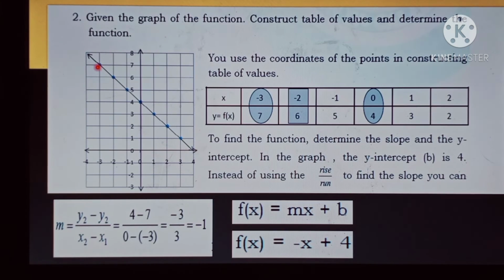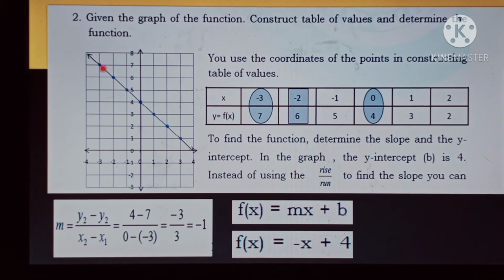So, you may start here. Kunyari, gusto mo dito mag-start. Negative 3, negative 7. Or you may start here also. 3, 1. So, you can start anywhere as long as yung lahat ng points dito ay mailalagay mo sa table, para magkaroon ka ng table of values. So your x, you have negative 3, negative 2, negative 1, 0, 1, 2, 3. Okay, yun. So based from this graph, may 6 na domain ka.